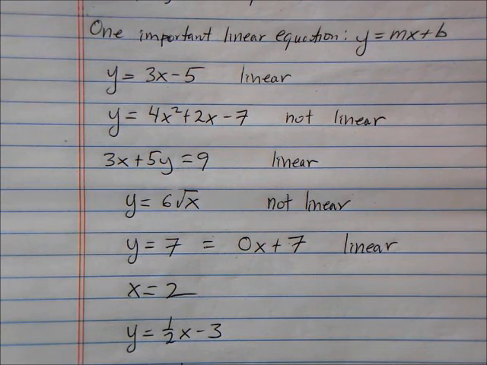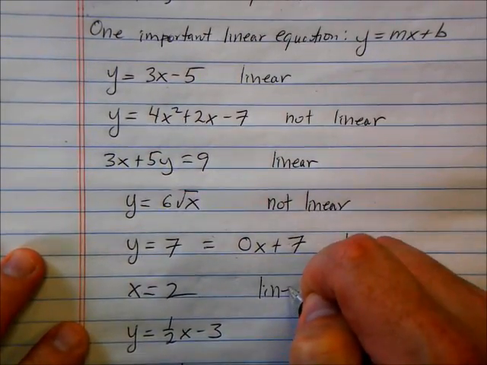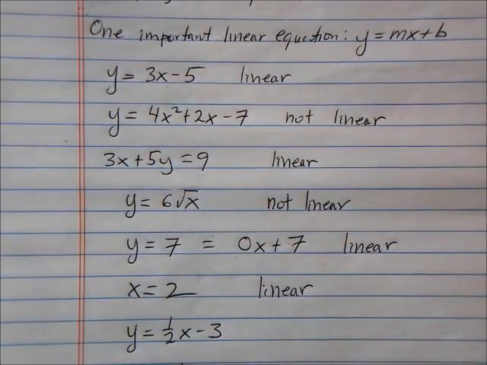Look at all your variables. How many variables are there? Just one. What's the power on that one variable? 1. So is that linear or not linear? That one's linear. All the variables have power 1. That one's linear. Again, another special kind of line. We'll look at that in a few minutes.